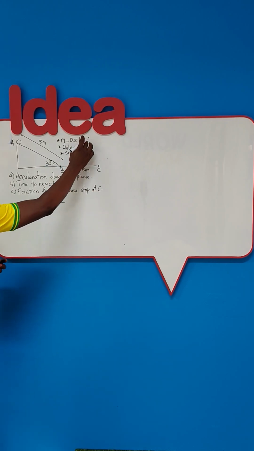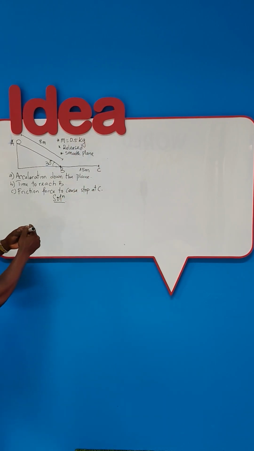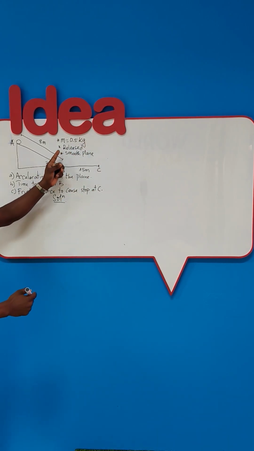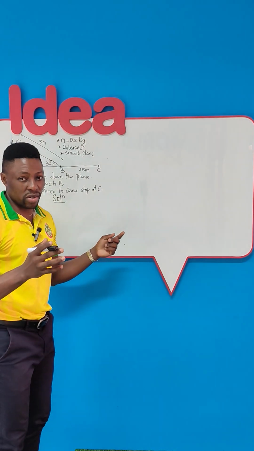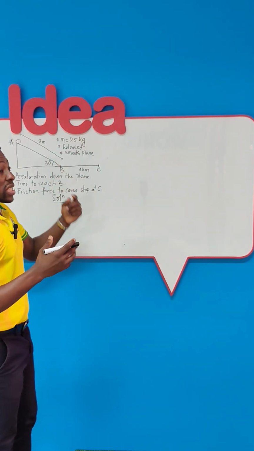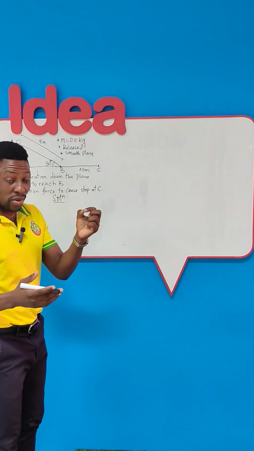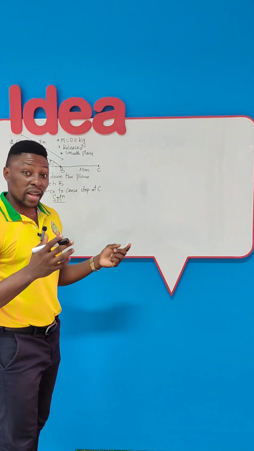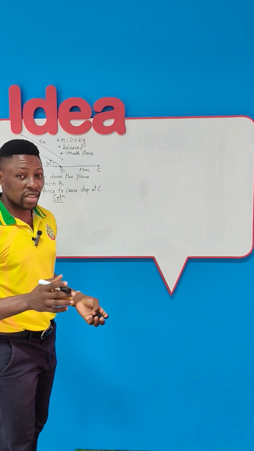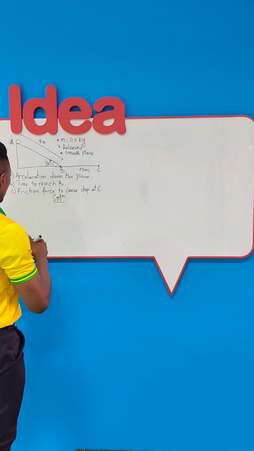Alright, these are very key words in this problem, because when we are told that it is released, usually released here implies that it didn't have an initial velocity. So release means that the initial velocity is 0. And smooth plane has a connotation, which is the fact that there's no friction. So that's the implication of the smooth plane.